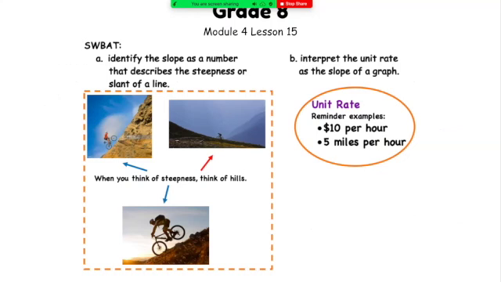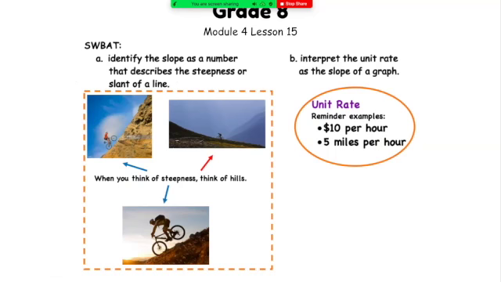Finally, we have an example for grade 8, module 4, lesson 15. Students will be able to identify the slope as a number that describes the steepness or slant of a line. So I provided a visual of a real life situation in which students can relate to the word steepness, thinking about hills.